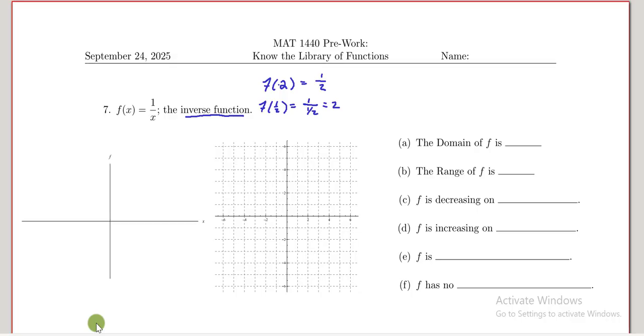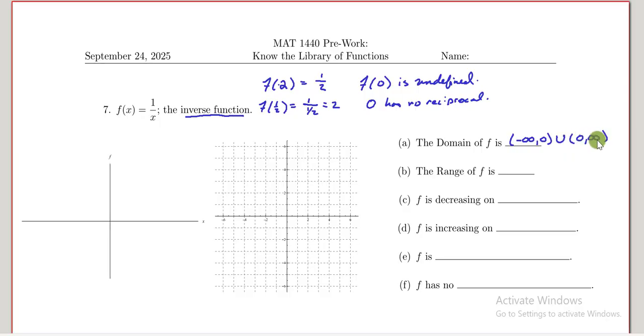Well, let's be careful. Not quite for every number, because one number doesn't have a multiplicative inverse. What is it? F of 0 is undefined, since 0 has no reciprocal. That's important because then the domain is from -infinity to 0, unioned with 0 to infinity, or you could have written that also in set builder notation. And that'll have implications for the range as well.